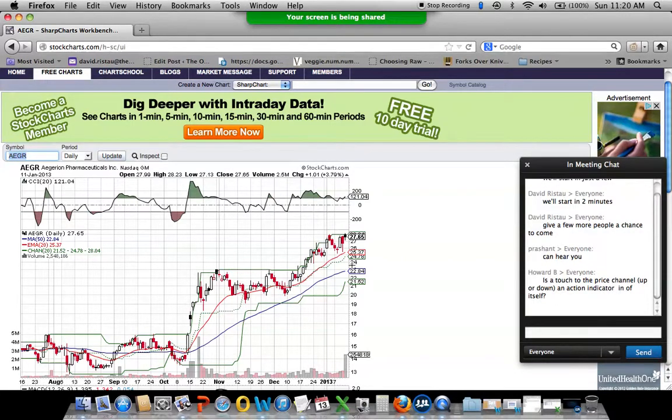Is it touching the price channel, up or down, an action indicator in and of itself? Good question, Howard. So you're going to see the stock move to the price channel. Typically what I do is I set my actual setup where I want to buy it about 5 cents above the line, because I want to see the action actually move through the line. But what we're going to talk about is called failed breakouts, and Algerian is a pretty good example of that. It's why it doesn't work all the time, and why you really want the perfect setup.